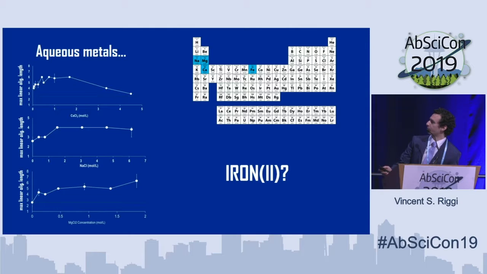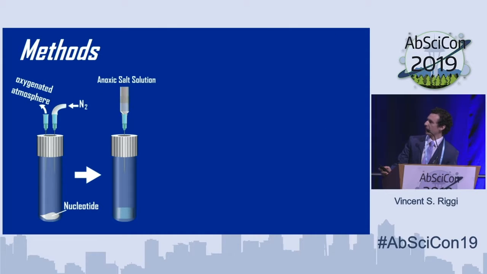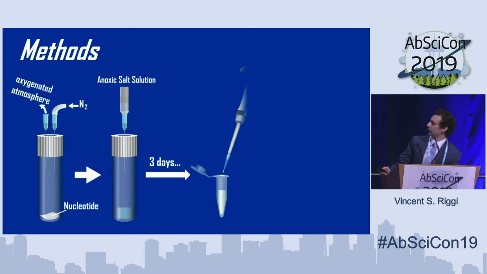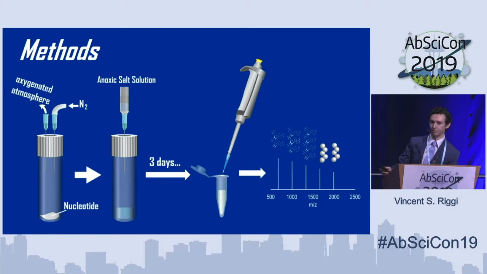What about RNA oligomerization? But this is a little bit more complicated because we have to keep our systems anoxic, otherwise we'll just end up with a rusty tube. So instead of using a microcentrifuge tube, we use gas-tight vials. We load our nucleotide into these vials, and we flush the headspace with pure nitrogen to expel any oxygen. Then we inject our anoxic iron solution. Again, we wait 3 days, extract our products, and we end up with mass spec.